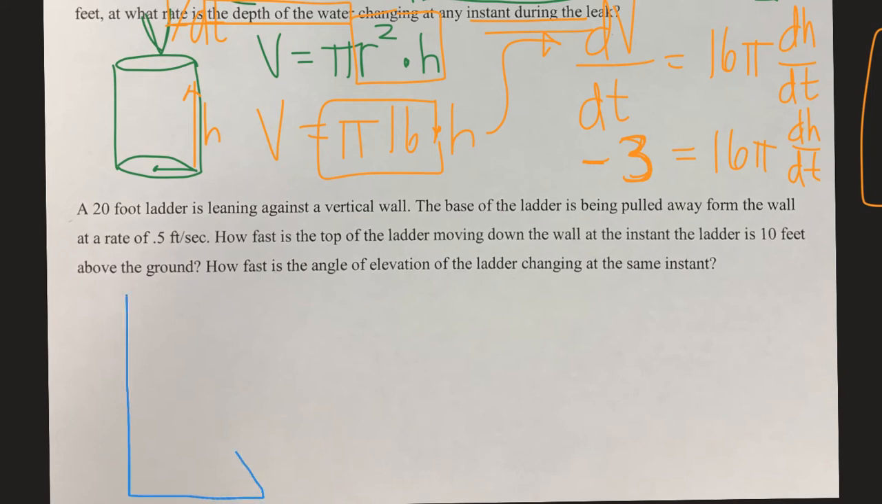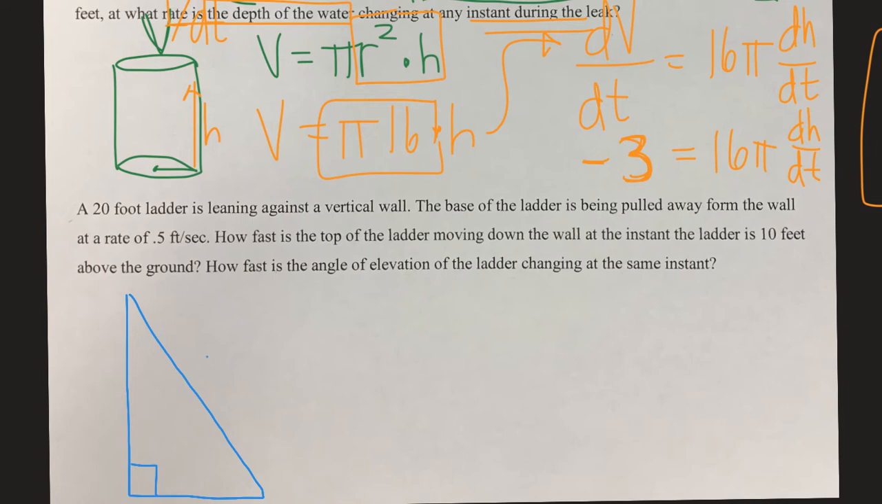A vertical wall. We're also going to assume that the ground on which the wall is situated is perpendicular to the vertical wall. Just for fun, because if it wasn't, then we'd be looking at the law of sines and cosines, which is going to be tedious. So we're going to assume that that's a 90-degree angle.